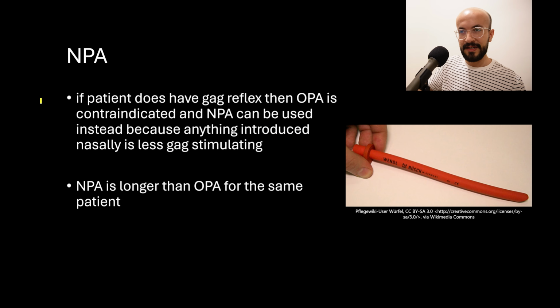Now regarding the nasopharyngeal airway, if the patient does have a gag reflex, then the oropharyngeal airway is contraindicated and the nasopharyngeal airway can be used instead. That is because anything introduced nasally is less gag stimulating than orally. The nasopharyngeal airway is longer than the oropharyngeal airway for the same patient. This is how the NPA looks.